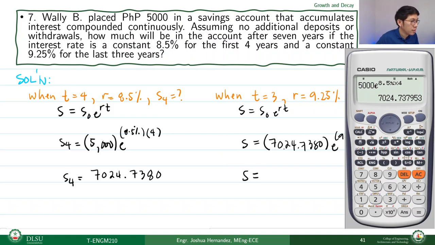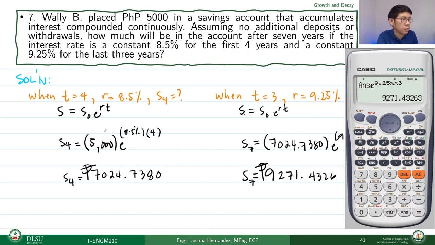So, by the end of the 7th year, S7, how much will be your money? Your money will become, multiply natin yan, 7,000 multiplied by E raised to 9.25% multiplied by 3. Yan. So, ang magiging pera mo na ay 9,271.4326. Ayan. Maganda, maganda. Lumaki yung pera mo.